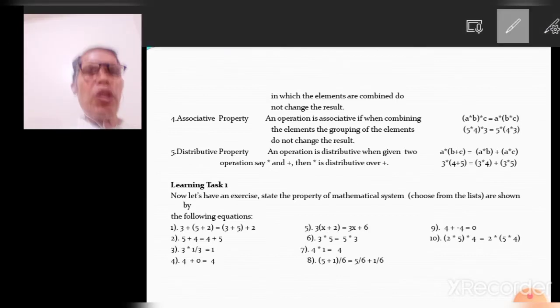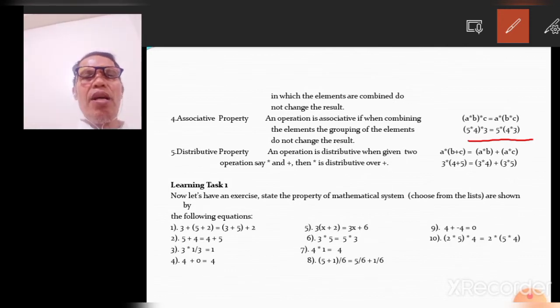Okay, if we are going to represent it by numbers, the product of the quantity open 5 times 4 close times 3 is equal to 5 times the product of the quantity open 4 times 3 close. So it means that 5 times 4 is 20 times 3 is 60 must be equal to 4 times 3 is 12 times 5 is 60. So therefore, it means that numbers associated by any element to any element inside the quantity does not change the result.